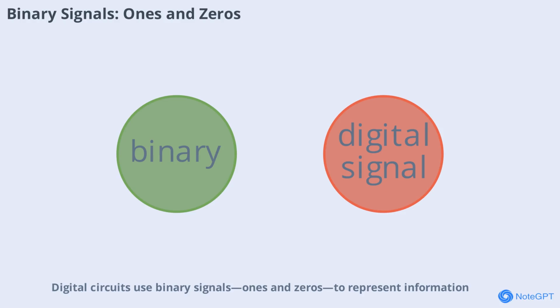Digital circuits use binary signals, ones and zeros, to represent information. A high voltage represents a 1 and a low voltage represents a 0. Logic gates process these signals, making decisions based on their inputs. This binary system is the foundation of all digital technology, from calculators to supercomputers.